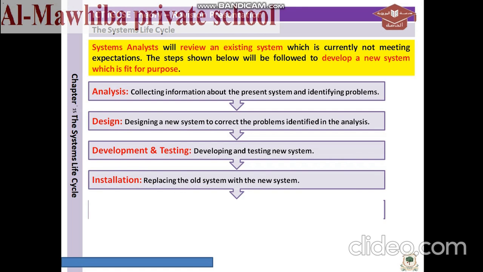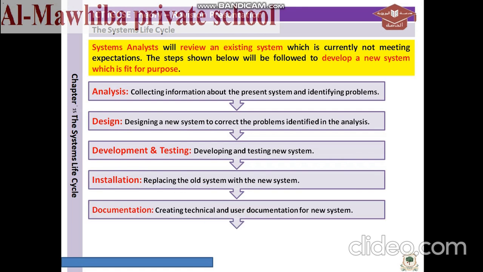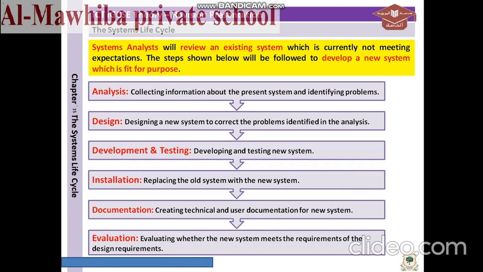The next stage, the fifth stage, is documentation. They will create the technical and user documentation for the new system. Then evaluation. They will evaluate whether the new system meets the design requirements. They will match the new system against all the requirements and specifications provided by the client. They will check everything. These are the 6 stages in the system life cycle.